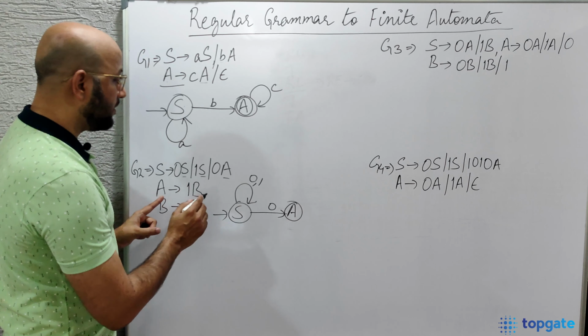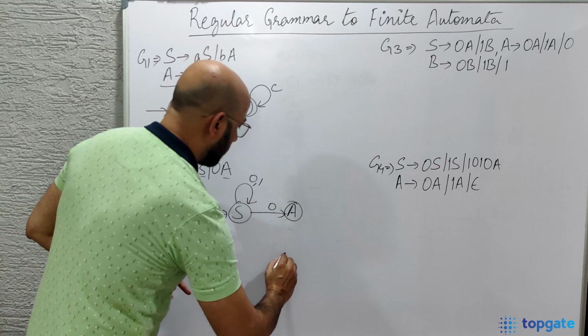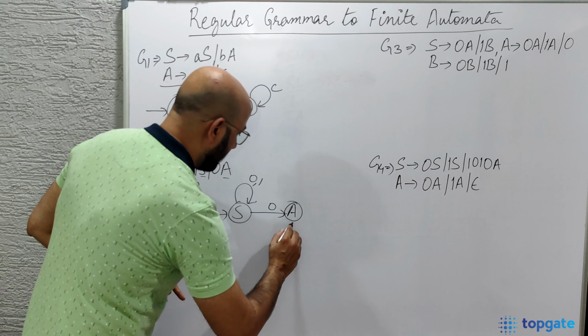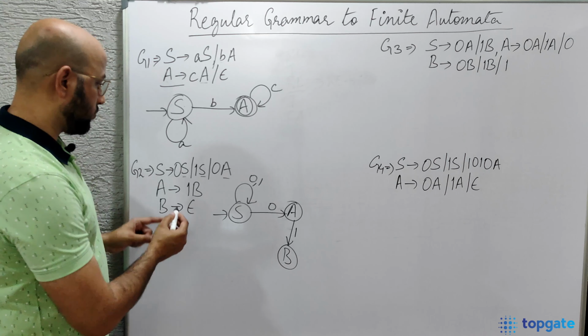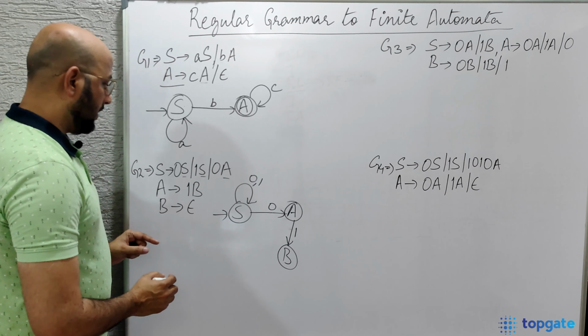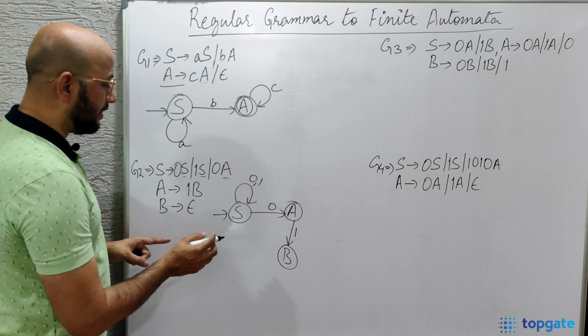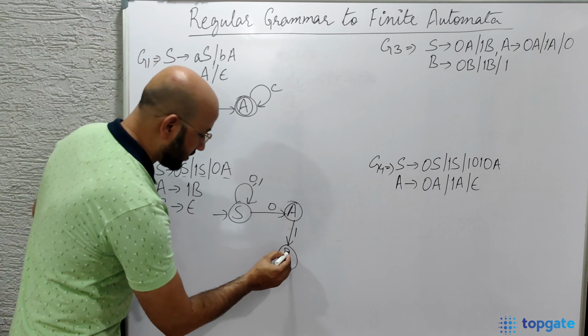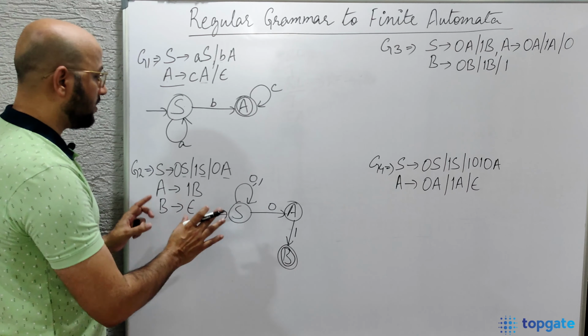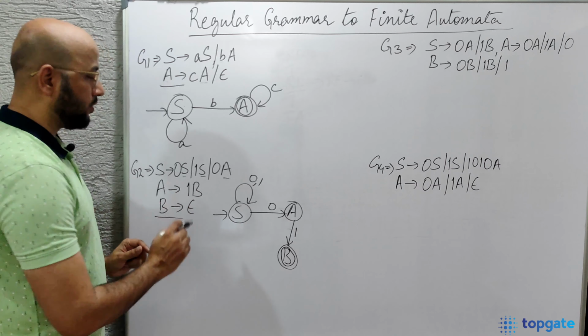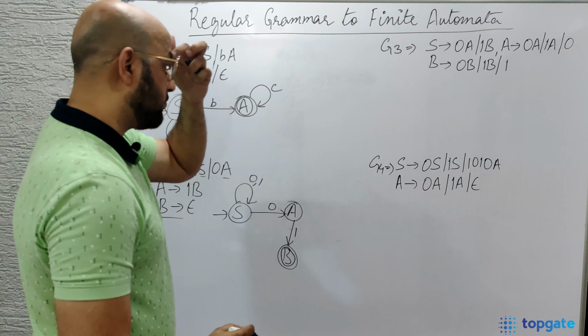A tends to 1B. That means I'll take one more variable B, and A tends to 1B, and then it says B tends to null. That means B is a final state. So I'll simply make B a final state, and this is my required finite automata for this particular grammar. Okay, now let's move on to the third one.